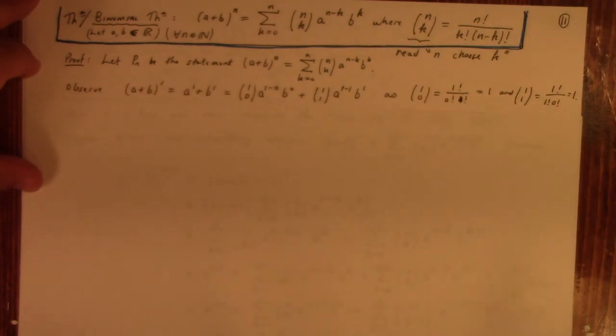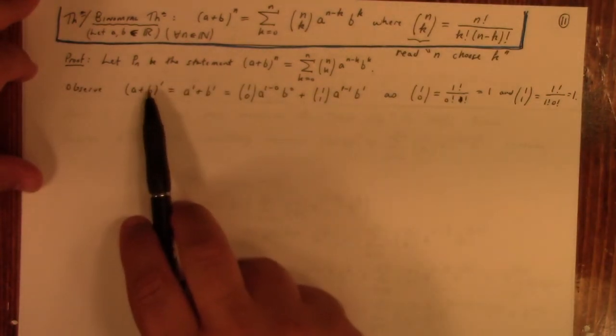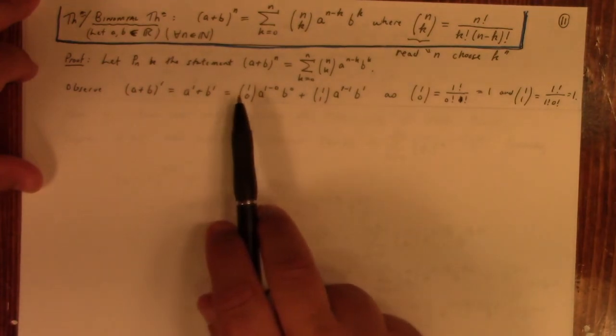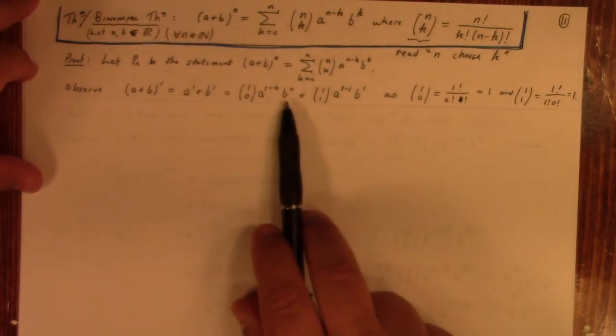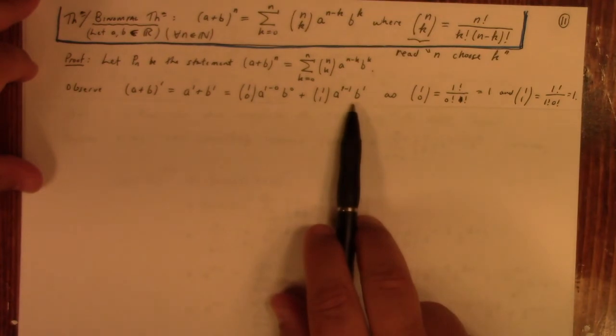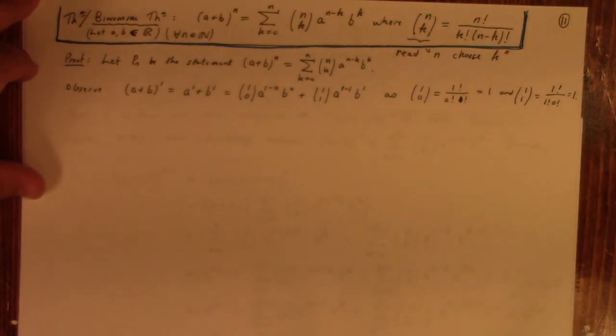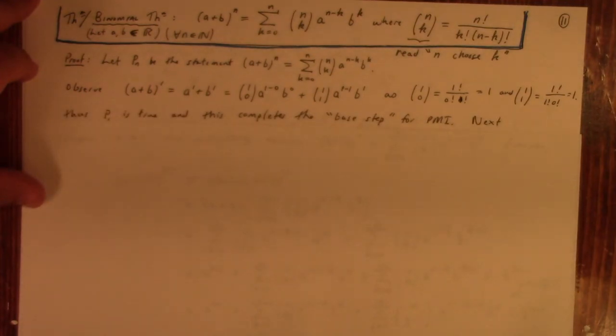And so first up, I will check that the base case is true. The first power, a plus b to the 1, is a to the 1 plus b to the 1, which is 1 choose 0 times that plus 1 choose 1 times that, which is exactly what we want. So it holds for n equal to 1. That completes the base step for PMI.